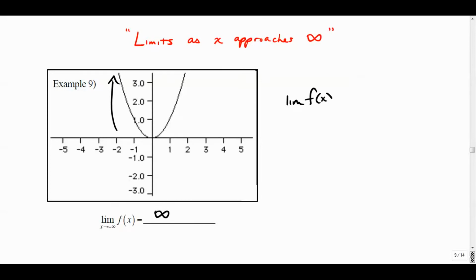How about the limit of the function as x approaches positive infinity? As the x values get bigger and bigger, the y values get bigger and bigger. In other words, they never stop increasing.